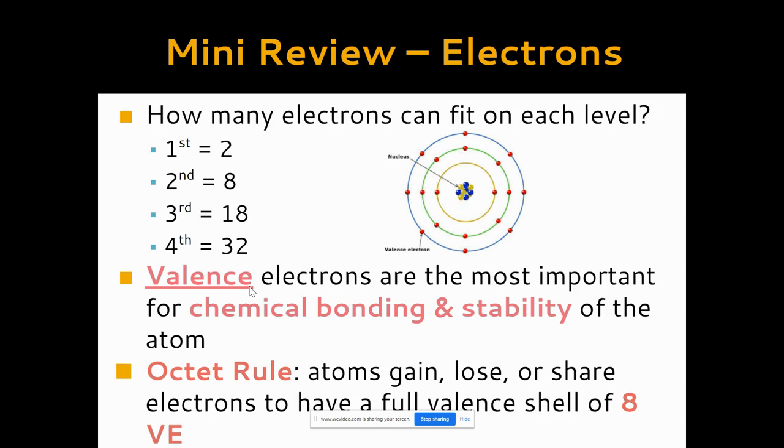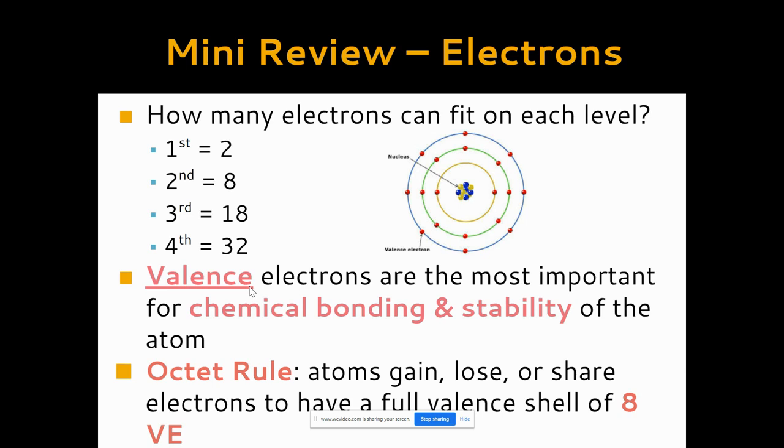Now, atoms follow what's called the octet rule. Okay, the octet rule says that atoms will gain, lose, or share electrons to have a full valence shell. So all atoms want to have 8 valence electrons. That's like a magic number. That's really important. Okay, so since atoms want to have 8 valence electrons, they can gain or lose or share electrons to get that 8. And that's how chemical reactions work. Okay, that's why chemical reactions happen, so that atoms can get their 8 valence electrons.